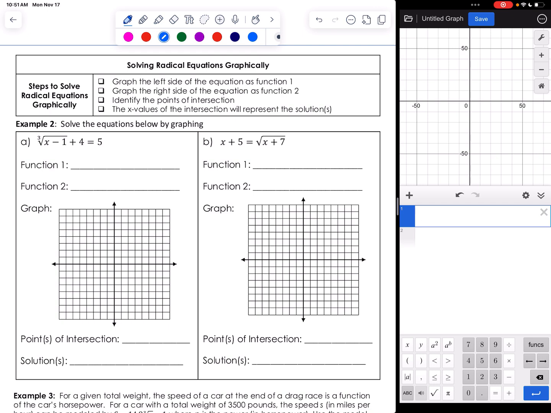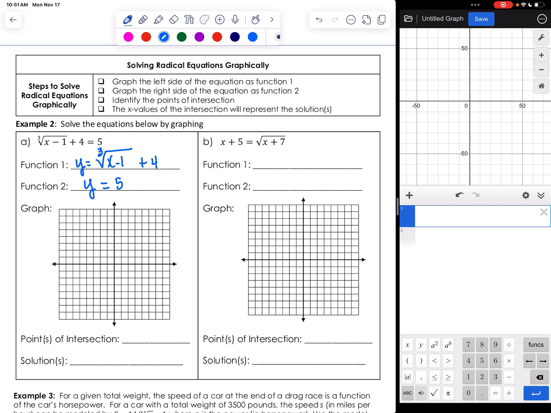So in problem A, we have the cube root of x minus 1 plus 4 is equal to 5. So function 1 would be y equals the cube root of x minus 1 plus 4. The right side will be function 2. So y equals 5. All right. Now, you can graph these on your calculator, or you can graph them by hand. I'm going to graph it by hand just to emphasize how transformations can help you graph these functions, okay?